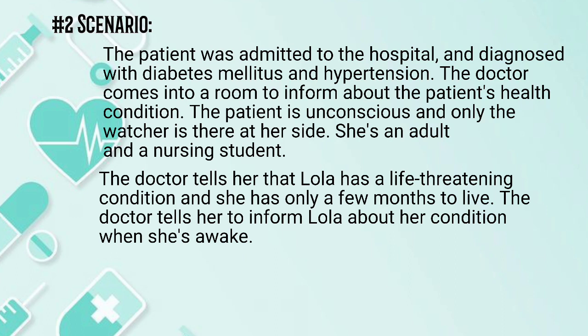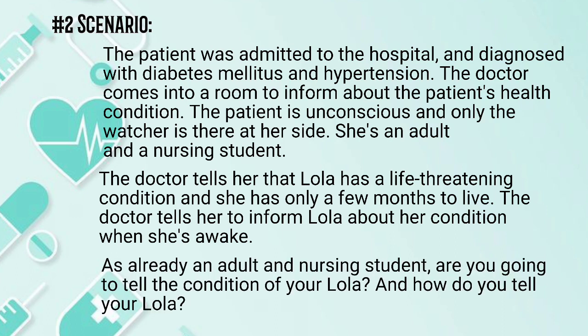Second scenario. The patient was admitted to the hospital and diagnosed with diabetes mellitus and hypertension. The doctor comes into the room to inform about the patient's health condition. The patient is unconscious and only the watcher is there at her side. She's an adult and a nursing student. The doctor tells her that her Lola has a life-threatening condition and she has only a few months to live. The doctor tells her to inform Lola about her condition when she's awake. As an adult and a nursing student, are you going to tell the condition of your Lola? And how do you tell your Lola?